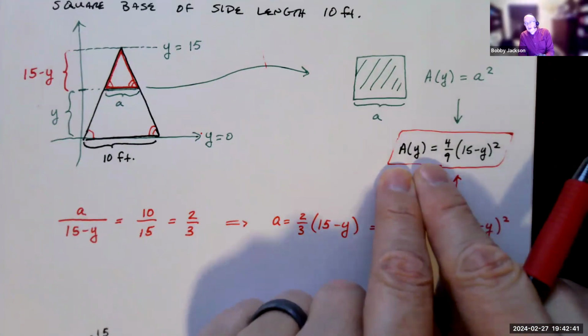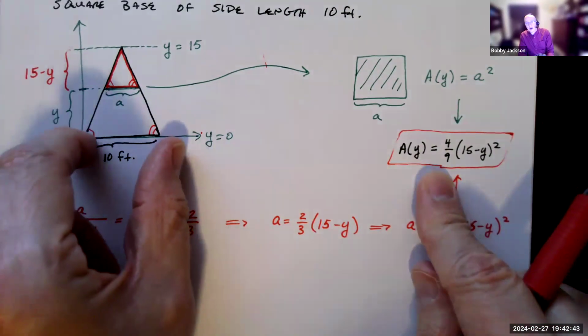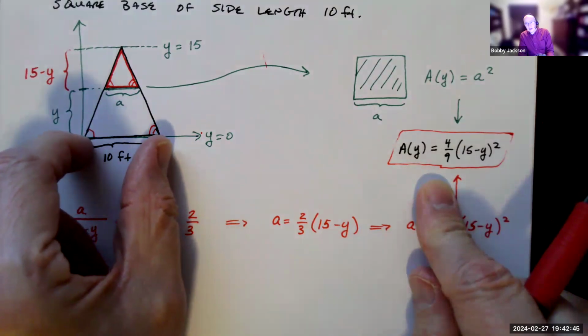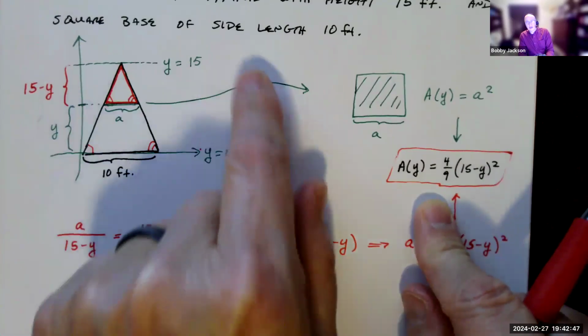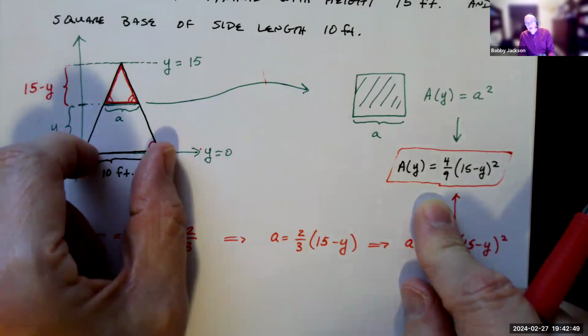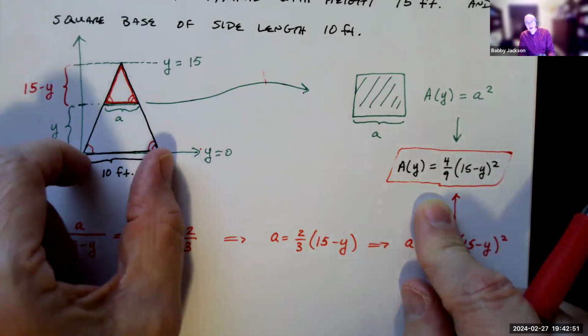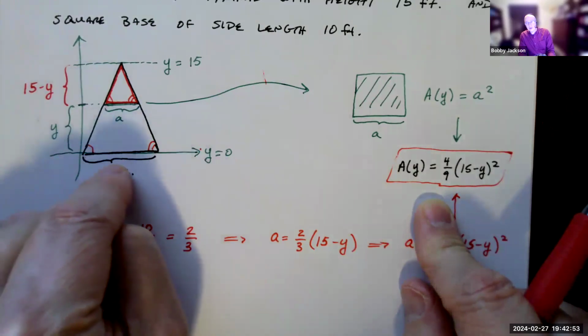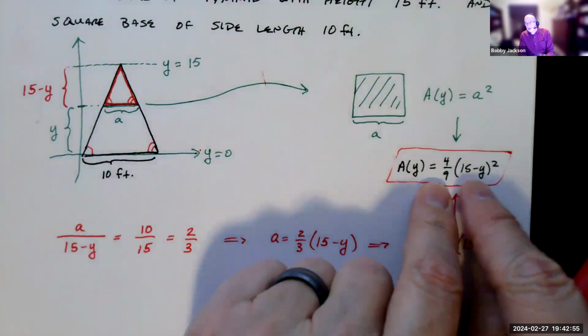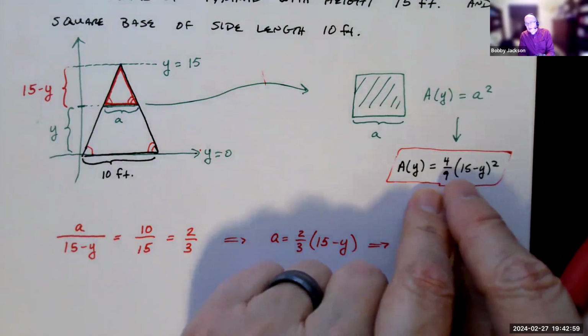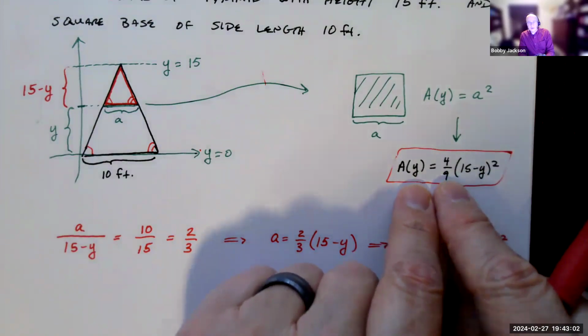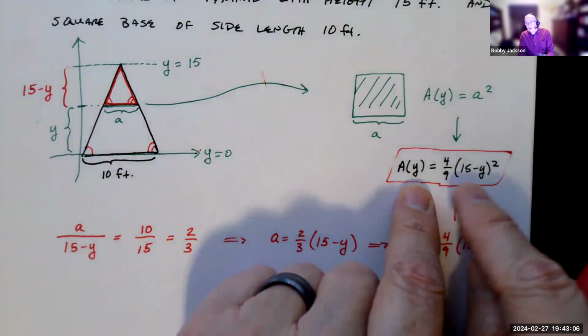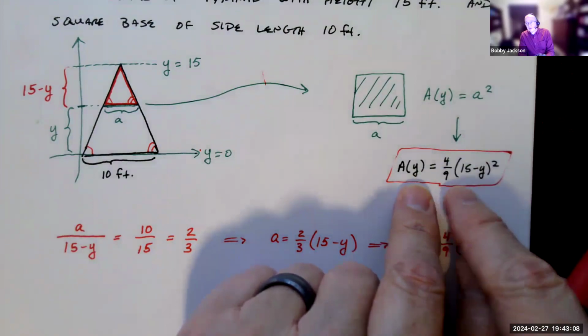And notice this area makes sense because, as we said, the area at the bottom is what? It's a square with a side length of 10, right? So 10 squared is 100. So the area when y is 0 should be 100. Is that true? If I plug in 0 for y, do we get 100? Well, I get 15 squared times 4/9, and if you do that calculation, that is going to be 100. Okay, so when y is equal to 0, this is 100.